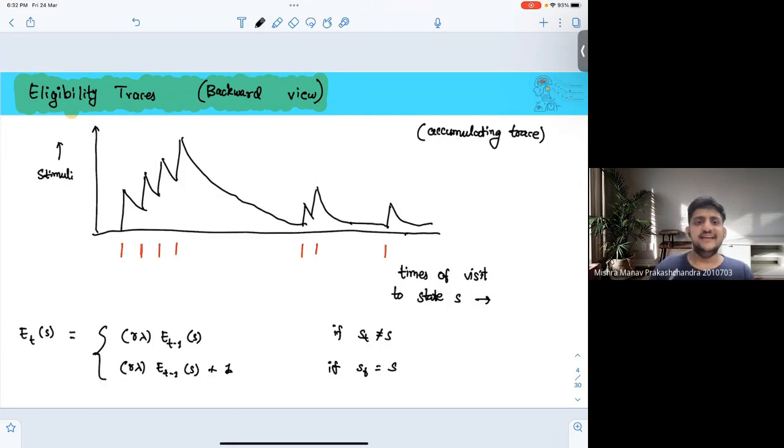Meaning that each time I encountered that particular state, whatever current value of eligibility that I have, I add a one to it. This is also what equation 3 is telling me, right? So each time I encountered state S, along with the current eligibility, I add a value of 1 or any other number. It need not be 1. Any number is added to it. And this is how the eligibility is computed at time t plus 1, right?